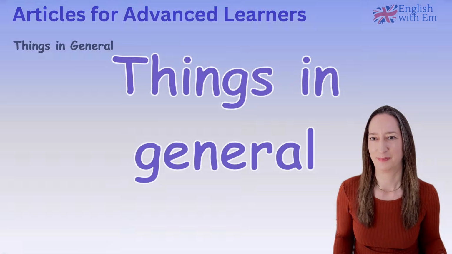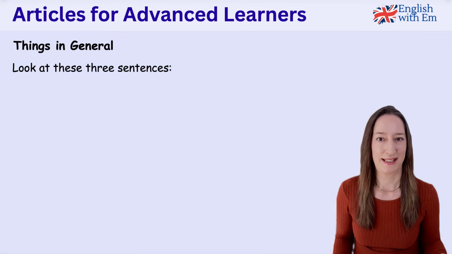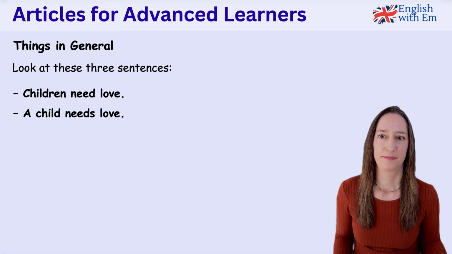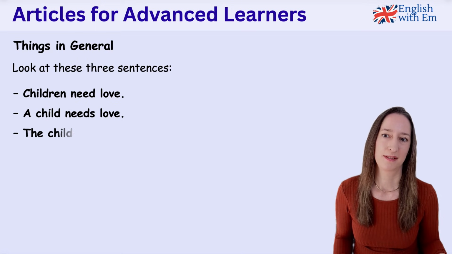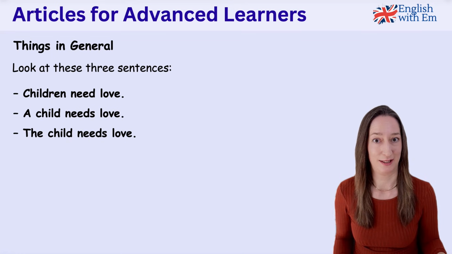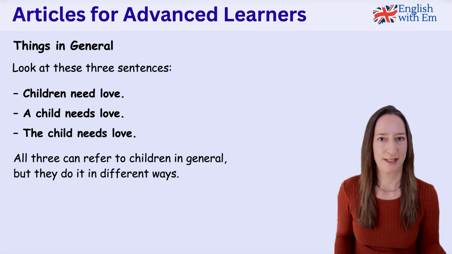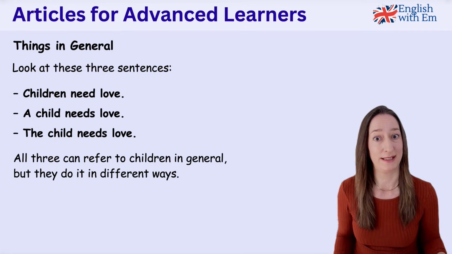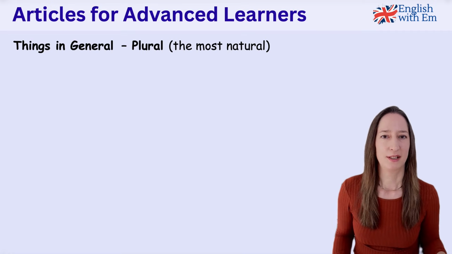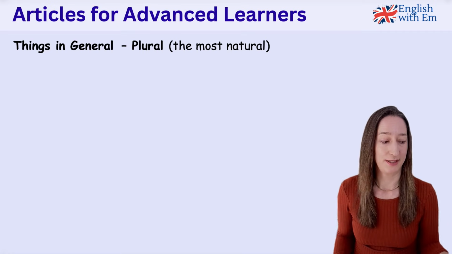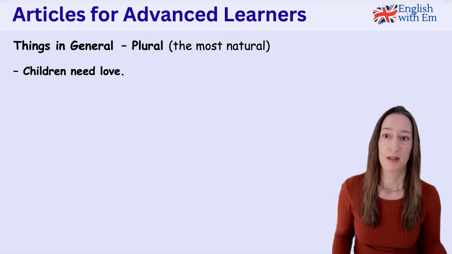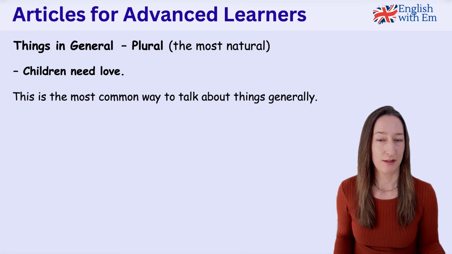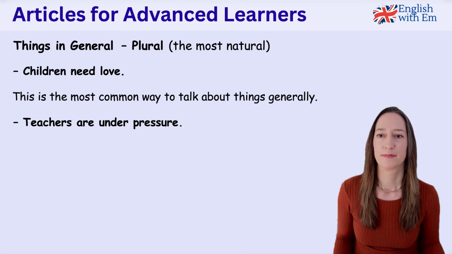Things in general. Look at these 3 sentences. Children need love. A child needs love. The child needs love. All 3 can refer to children in general, but they do it in different ways. Let's start by looking at the plural form, which is usually the most natural. Children need love. This is the most common way to talk about things generally.